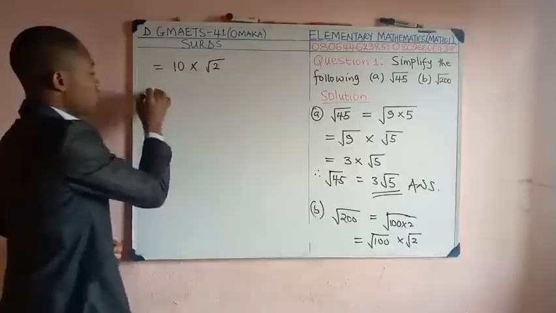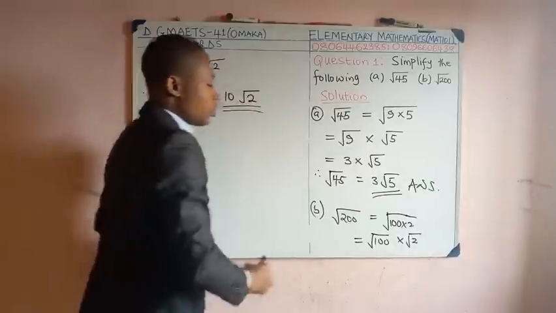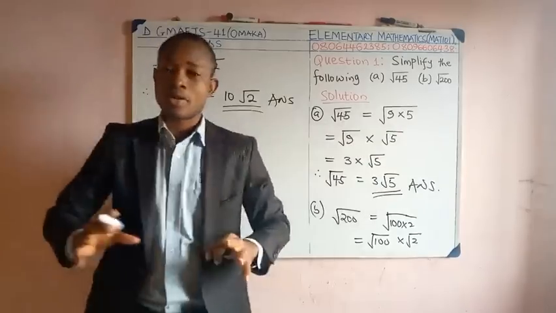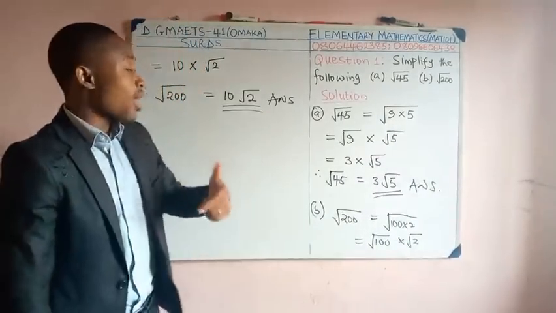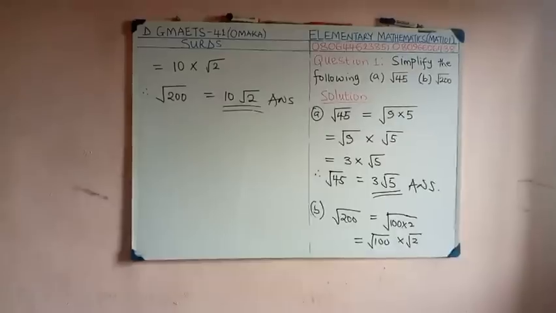What does that tell us? Therefore, root 200, our result, is equal to 10 root 2. So you see we've obtained our results in terms of mixed surd from this single surd. Right now in the next video, we're going to see a question where it will be required that we change this mixed surd back to single surds.